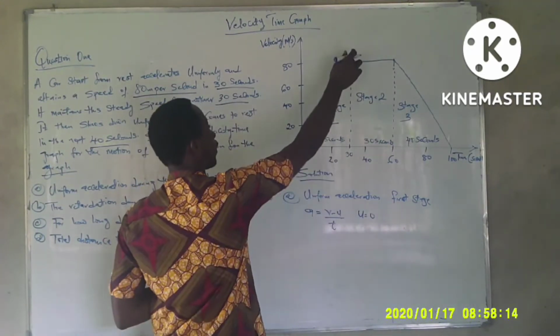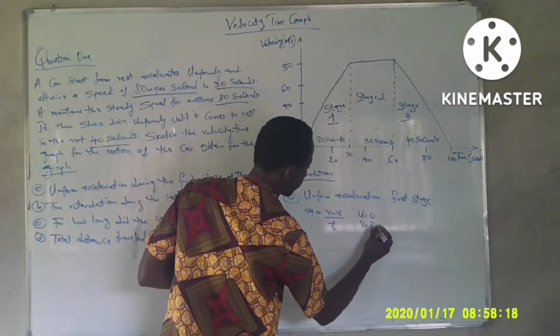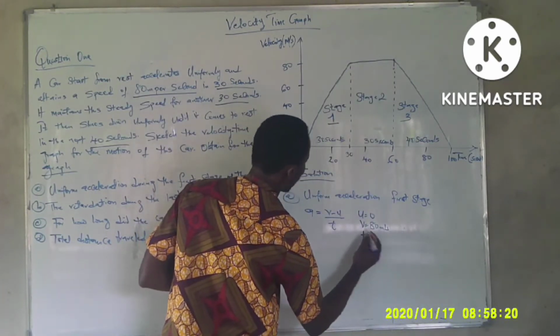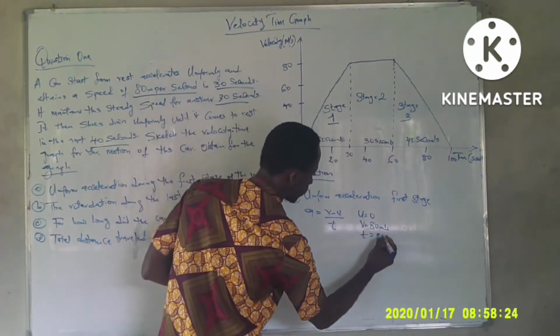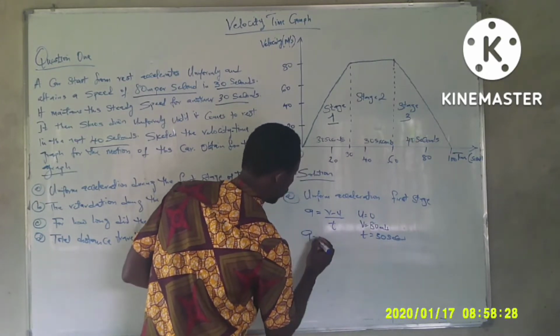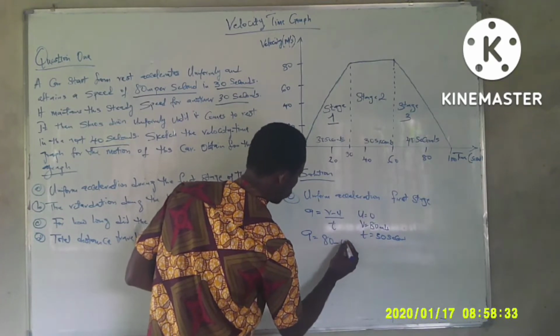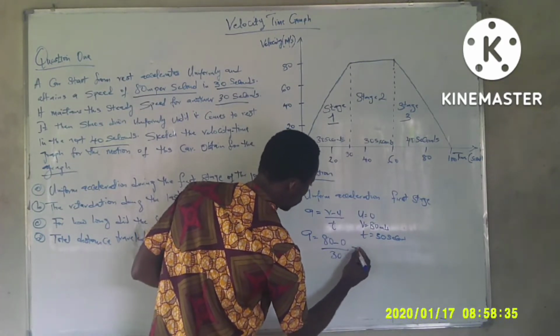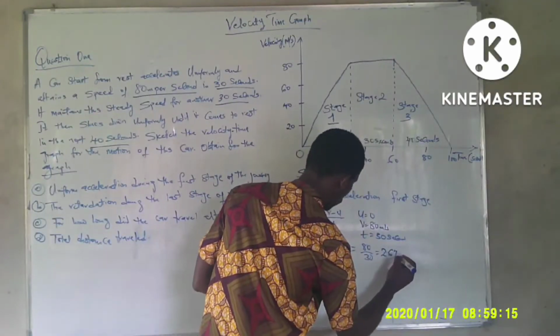What is v? The final velocity. When it attains this point, v is equal to 80 meters per second. And what's the time? The time was 30, so t is equal to 30 seconds. So the acceleration is 80 minus 0 over 30, which is 80 over 30, equal to 2.67.